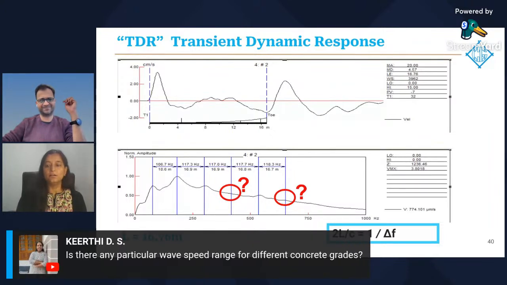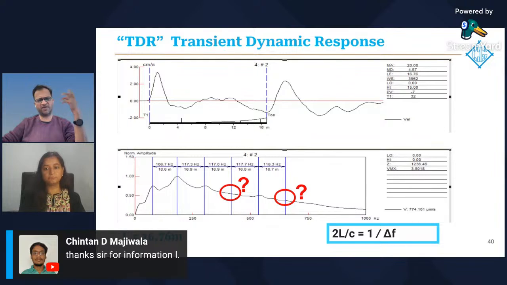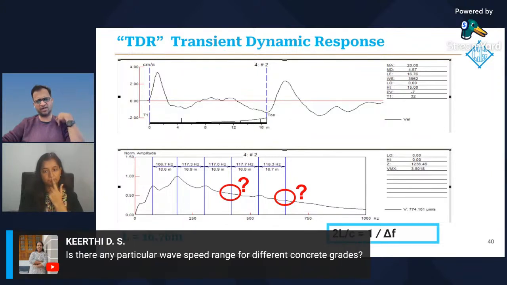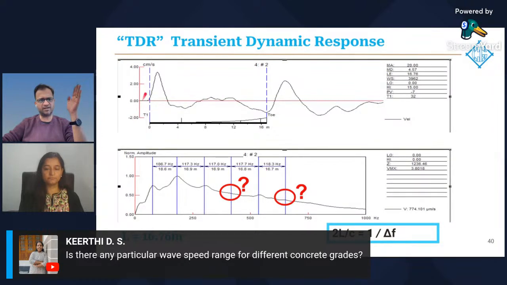Okay, sir. Next question is from Kirti. Is there any particular wave speed range for different concrete grades? Typically, Kirti, anywhere between 3,600 to 4,400 meters per second. It will vary. What I usually like to do is pick up the wave speed when I test at site. I pick up my best looking results, like this one here. This is a fairly good looking result with a good head response and a good toe response.